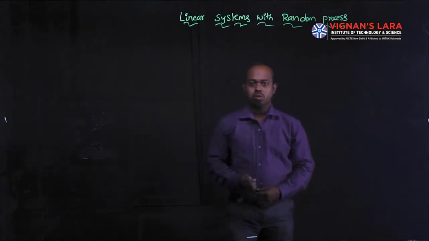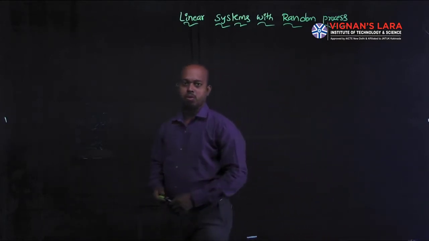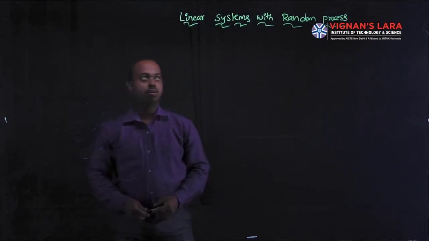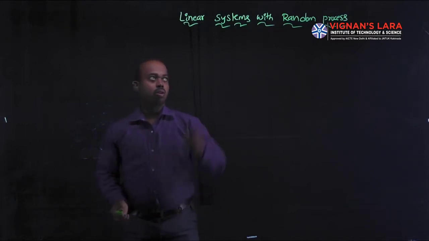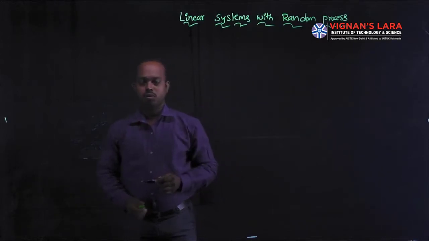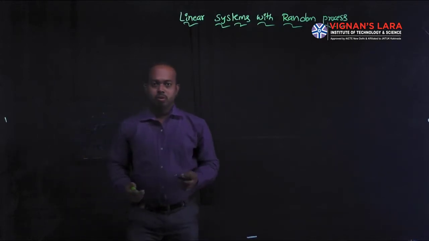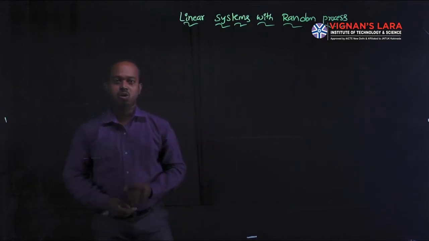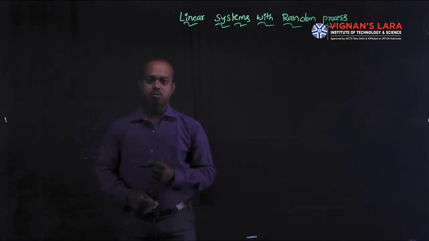Good morning students. Today in class we are going to discuss the second part of the fifth unit. The second part of the fifth unit is linear systems with random processes. In this part we will discuss what a linear system is, what properties a linear system has, and how linear systems respond when applying the random process concept.